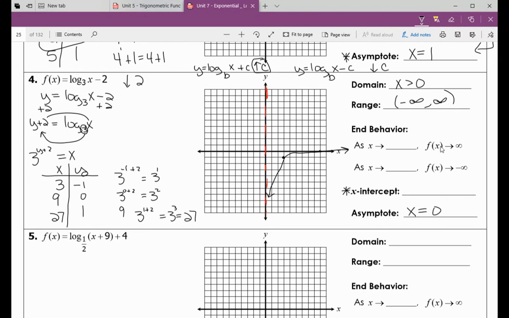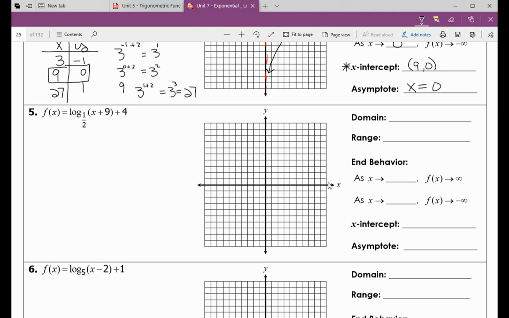Now, as x approaches infinity, so does y. And as x approaches 0, which is the red line, y is going down. So that's why it approaches negative infinity. Now, my x-intercept is wherever 0 is in my table. So I ended up with the x-intercept 9, 0.